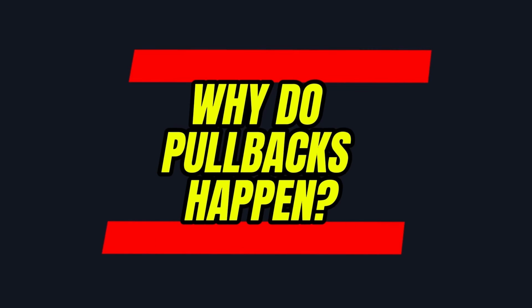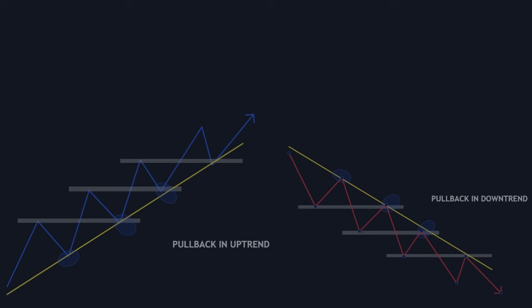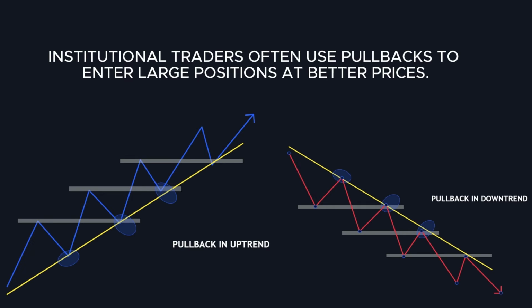Why do pullbacks happen? Markets don't move in a straight line. They fluctuate due to profit-taking, news events, or temporary shifts in supply and demand. Institutional traders often use pullbacks to enter large positions at better prices.